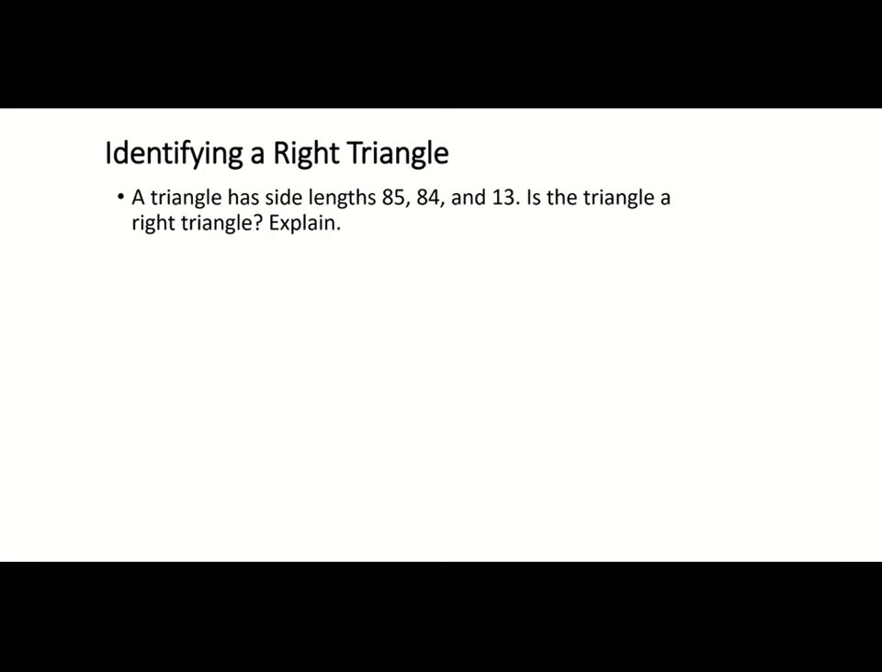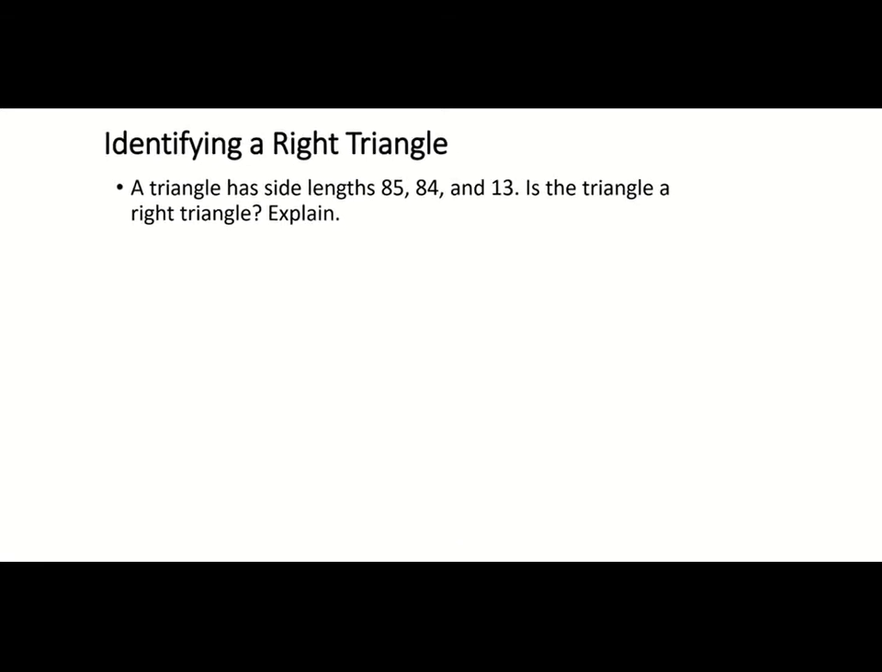You always want to look for the longest side, which is 85. So that's my hypotenuse, or my C. The two shorter sides are going to be A and B. So let's put it into our Pythagorean theorem. We want to know, does 84 squared plus 13 squared equal 85 squared? So that's really what we're trying to find out. Are the two sides equal?